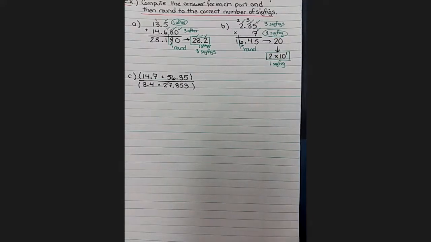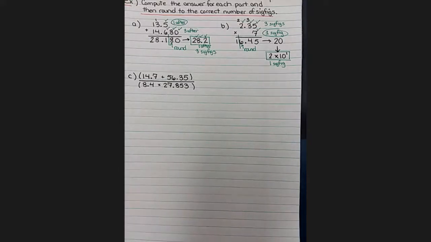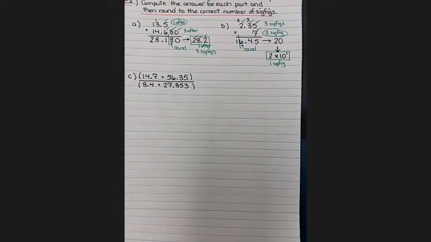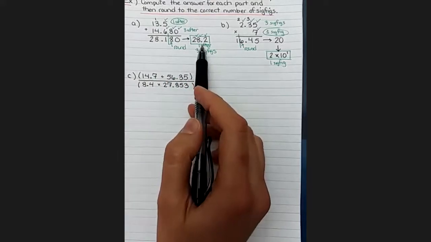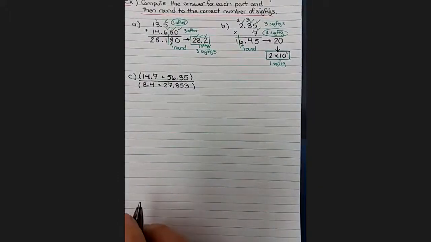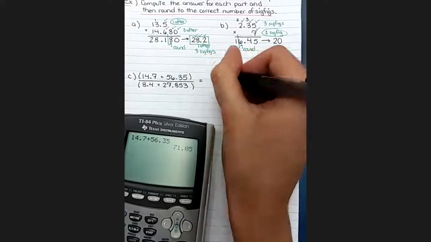All right, now it is time for our monster problem here. Sometimes we have to add, subtract, multiply, and divide at the same time. We're not just doing one step at a time. So let's practice doing something a little bit more challenging. We're going to approach it exactly the same way as we did before. We're going to find the answer by just doing the math first. Then we're going to go back and do the problem again, counting our number of significant figures. Okay, so let's add together 14.7 and 56.35 to give us the numerator.